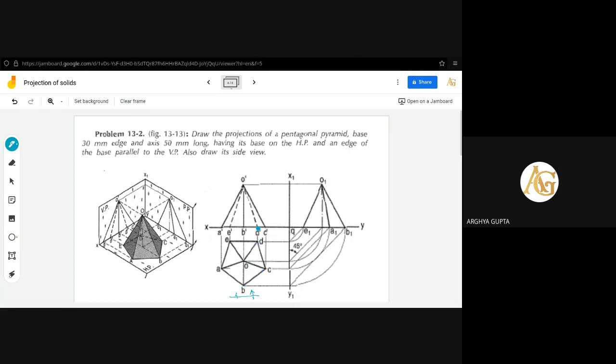So the slant edges will be going to the back also. So that has to be represented by a dotted line. So O dash E dash and O dash D dash, both the slant edges have to be represented by dotted lines or hidden lines. Okay.